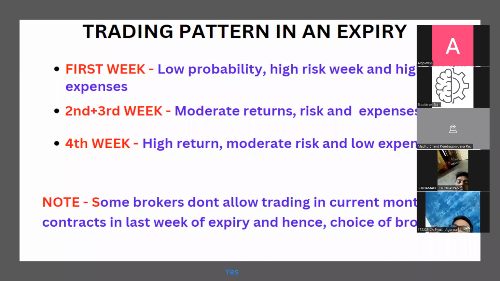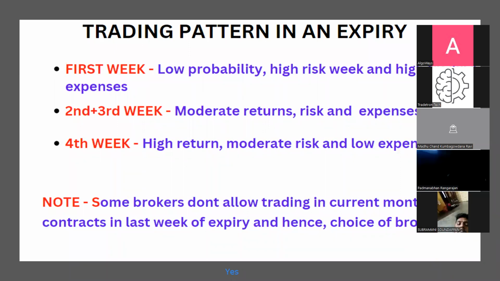Now, the profit expectancy and the expenses will be different for different weeks in an expiry series. So when we talk about the first week, it's a very low probability. Low probability means the probability of making good profit is low. The reason I mentioned earlier also is again the slippages, low volumes, nil decay. So these three are the reasons that the first week of the new expiry is a low probability week.